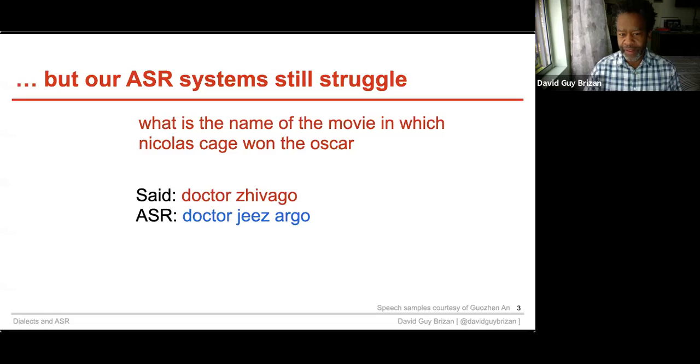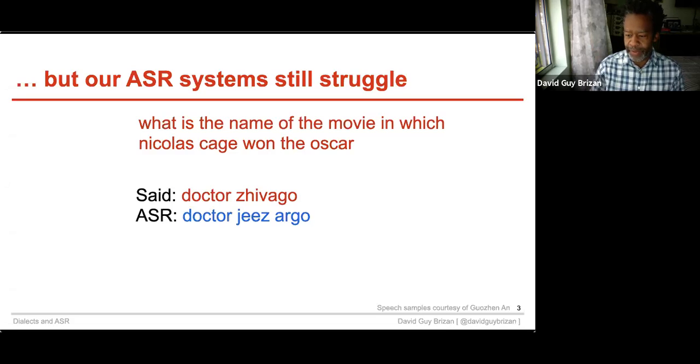So what he was saying was Dr. Zhivago. And what our ASR system, what our speech recognition system heard was Dr. Chisago, which kind of makes sense. He actually pronounced those words.